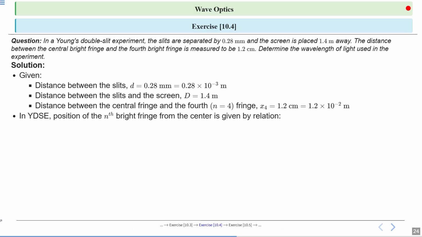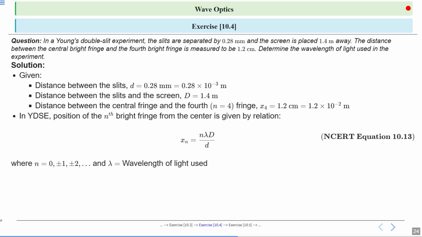So in Young's double-slit experiment, the position of the nth bright fringe from the center is given by a specific formula. This formula relates the fringe position to the wavelength of light, the distance between the slits, and the distance to the screen. So the formula is x_n equal to n lambda D upon small d, according to NCERT equation 10.13, where n equal to 0, plus minus 1, plus minus 2, and so on, and lambda is the wavelength of light used.